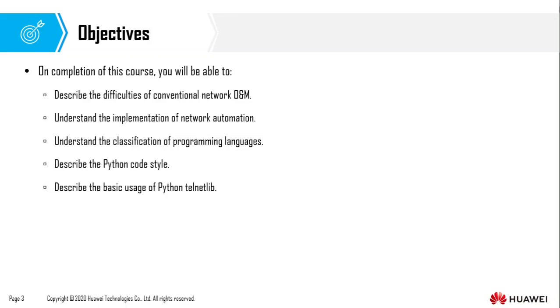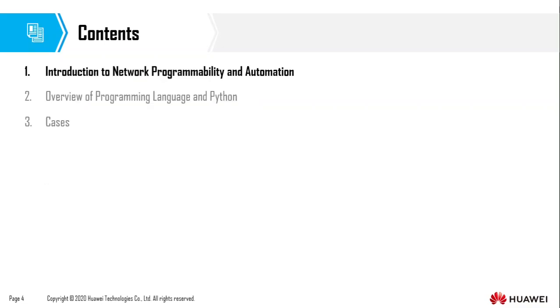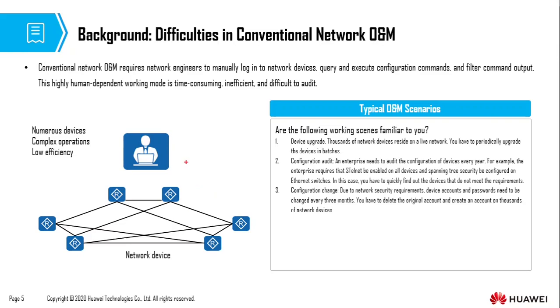By the end of this chapter, you should be able to describe the difficulties of conventional network O&M, understand the implementation of network automation, understand the classification of programming languages, describe the Python code style, and also be able to describe the basic usage of Python telnetlib, a library that is used for network automation. Okay, so let's begin by looking at an introduction to network programmability and automation.